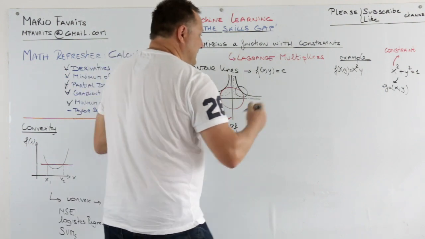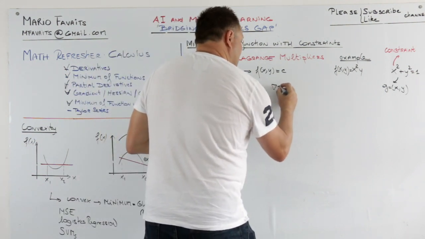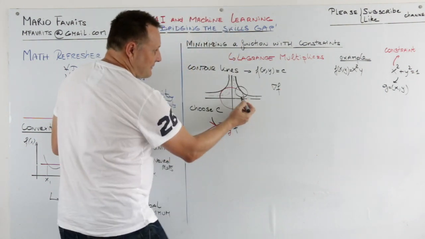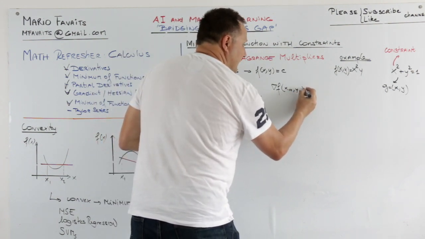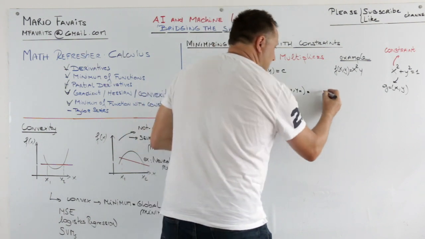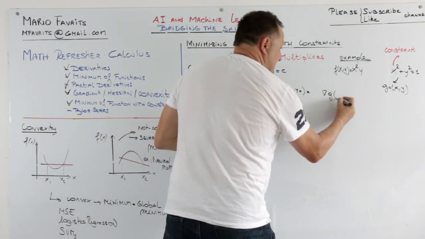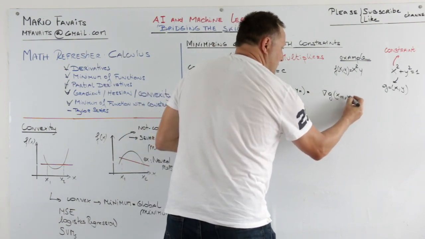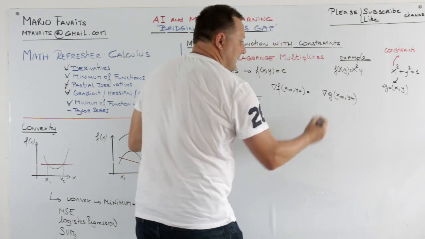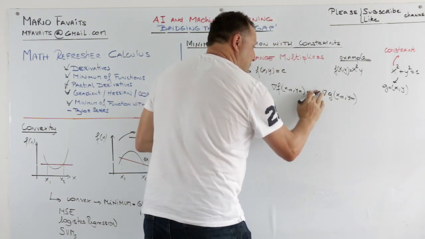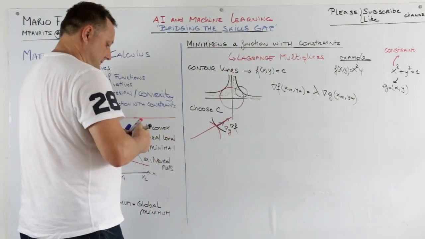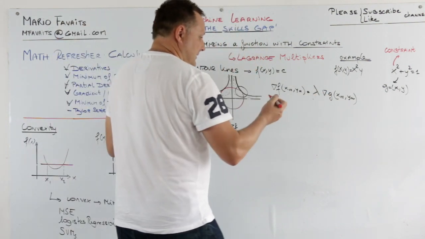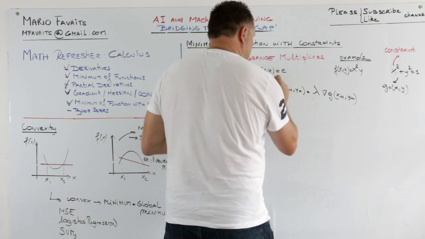So we can write that the gradient of f in that specific point, let's call this x minimum, y minimum, equals the gradient of g in the same point, x minimum, y minimum, times a proportional constant, lambda. So this is the equation that we need to solve.